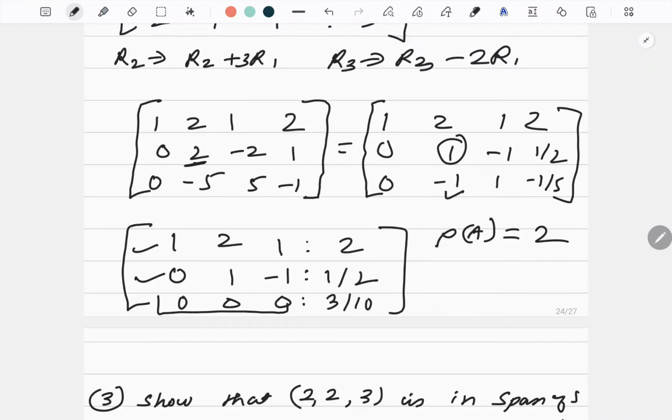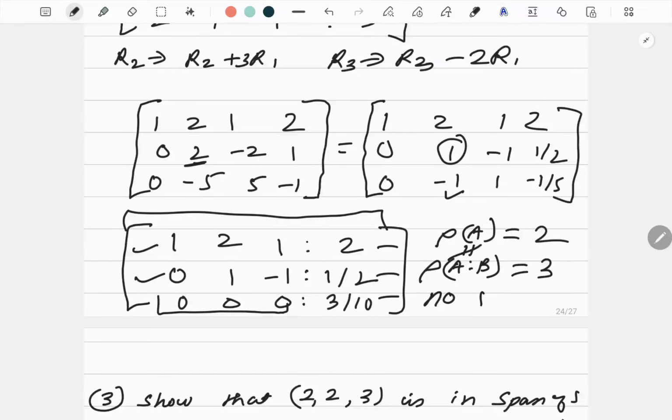1 2 2. Now if you observe the whole matrix, which is the augmented matrix, rank of A dot B is how many non-zero rows are there? 1 2 3 is 3. The moment the ranks are not equal, we say no solution. So this system of equation has no solution.